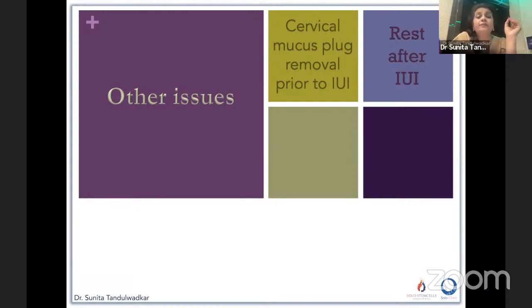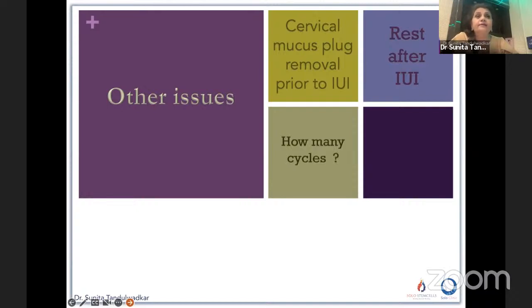But I have seen one publication showing that 10 minutes rest after the IUI helps. I think there is no science in it, but you imagine the patient feels, if I get up, everything will come out. And for her psychology, we tell her, lie down for 5 to 10 minutes and go.